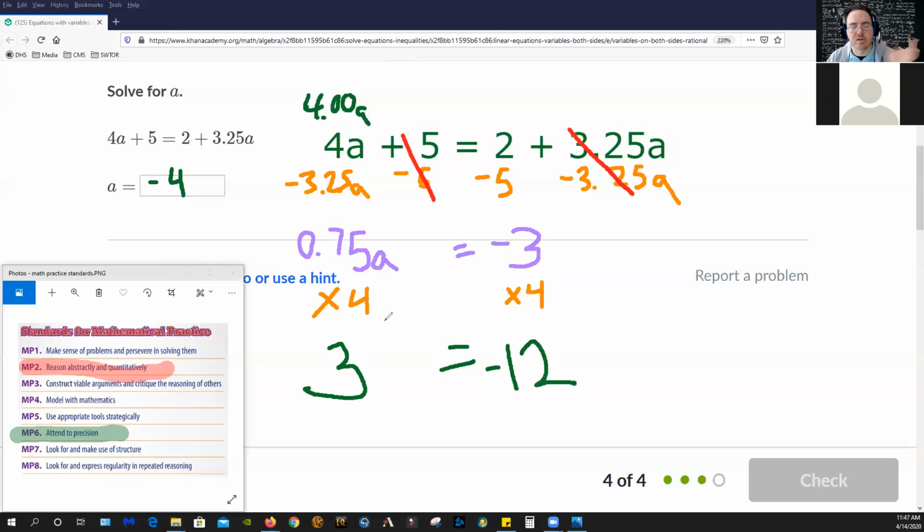So that way we just clear out the decimals. I found a factor that if I multiplied it by, my product would be a whole number. So now you can just divide both sides by 3, and you still end up at -4. So there it is. It's the same skill. You have variables on both sides, but there are decimals and sometimes fractions involved, but the skill doesn't change. It just gets a little more complex. We have to attend to precision a little bit more carefully. That's all.